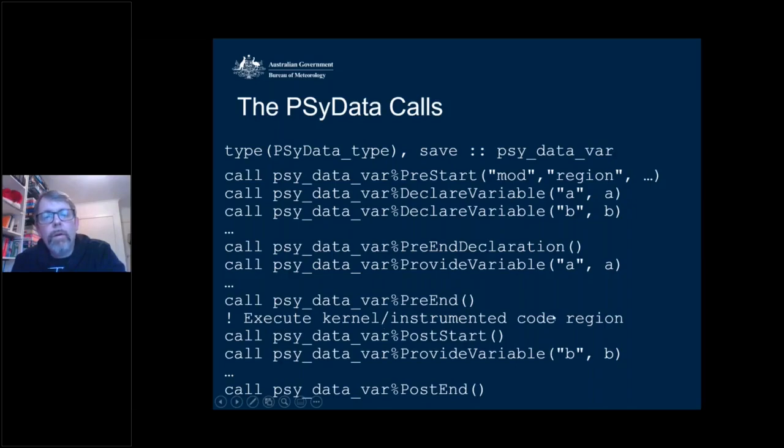Then here we call the kernel or the code region that we have instrumented. And then we have a similar area here again where we start post-start. So we're now basically in the area in the sequence after the kernel call. We again provide variables and call post end.